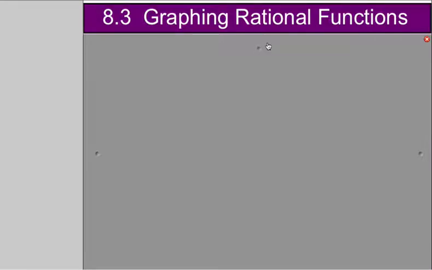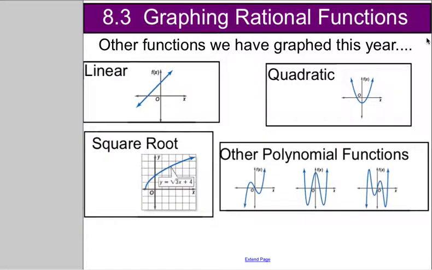So, graphing rational functions. Let's look at the other functions that we have graphed so far this year. The first one that we have graphed is a linear function. Remember, to be linear, it looks like y equals mx plus b. Biggest thing to notice is that my x is to the first power. So if I have an x to the first power, that means it is linear.